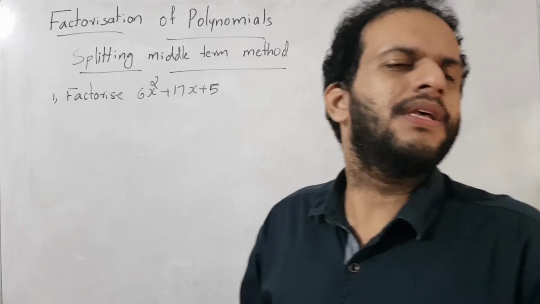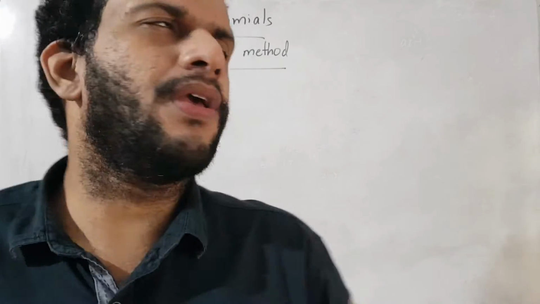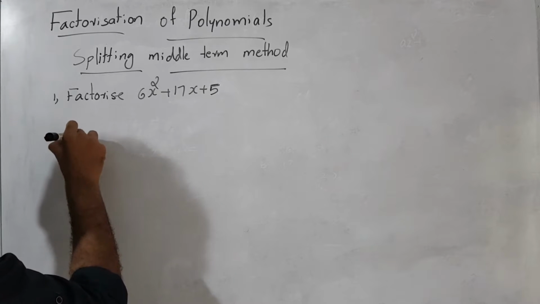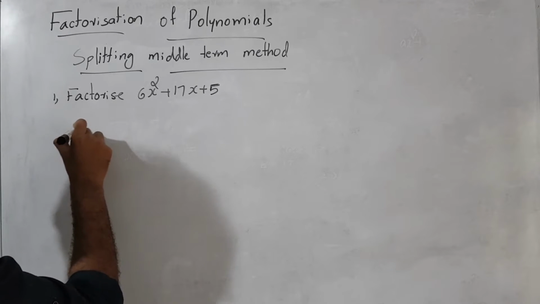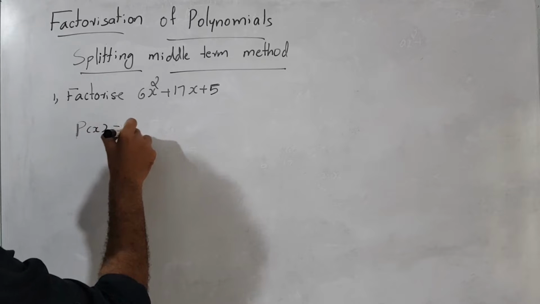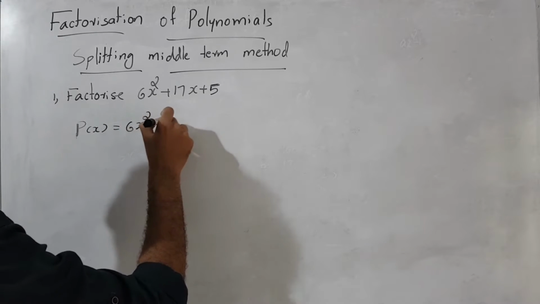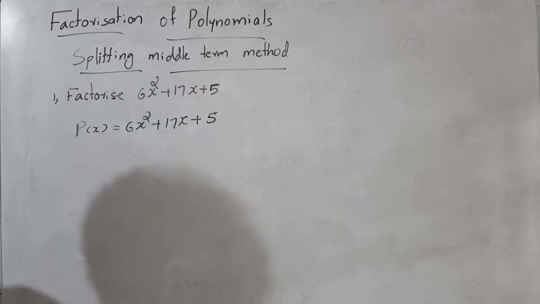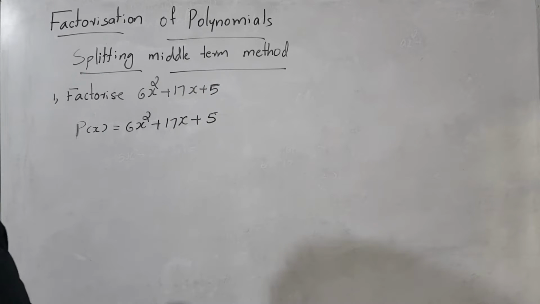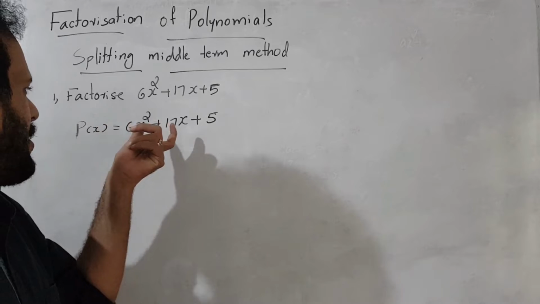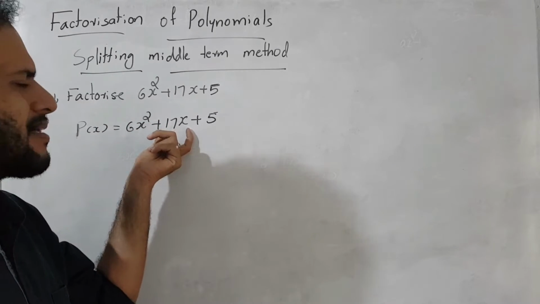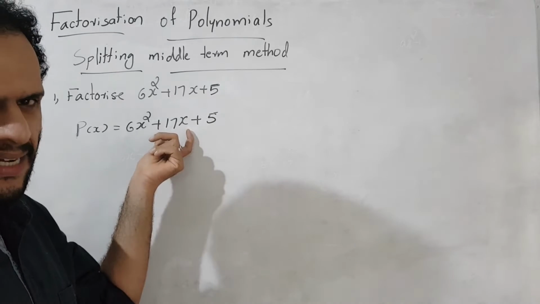Okay, so what is the first step? First we write the given polynomial once again. We give it one name, P of x is equal to 6x square plus 17x plus 5. The next step, we need to split 17x, the middle term, as the sum of two terms.